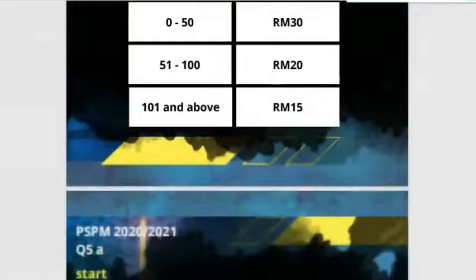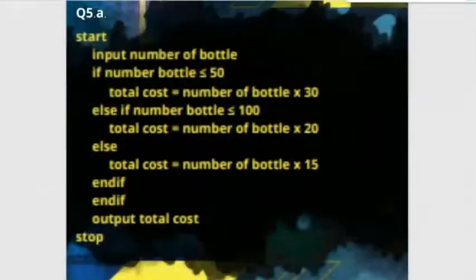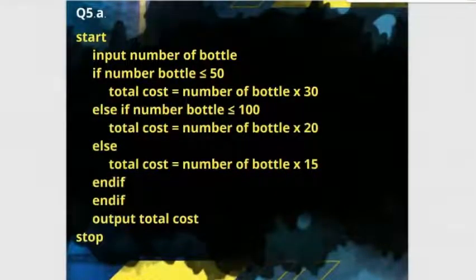So next, let's look at the answer. Okay, so this is the answer. If you write import bottle, is it acceptable? Oh my God, there is an error. It should be import number of bottle. If number bottle... So it is not the same. Marks will be deducted. So make sure that the names are the same.